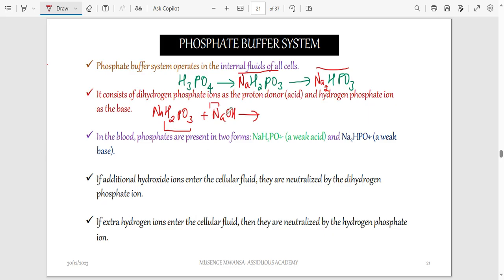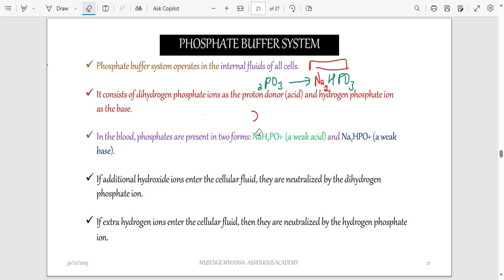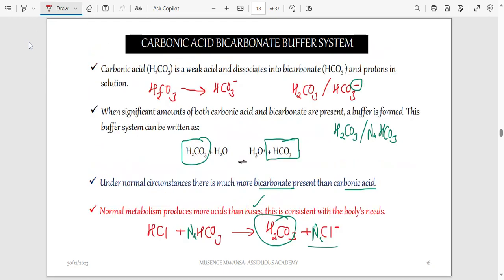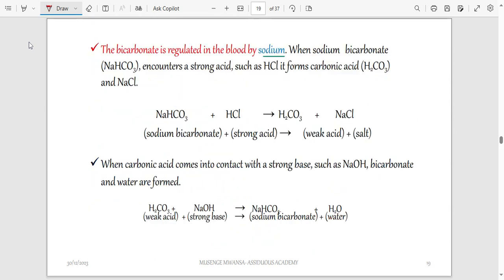And opposite, when you bring in an acid, it is this component that is supposed to react. One important thing I want you to take note of is that this buffer is the most important buffer in internal fluid. It is found inside the cells, not outside the cells, but inside the cells. Please take note of that. Inside the cells.